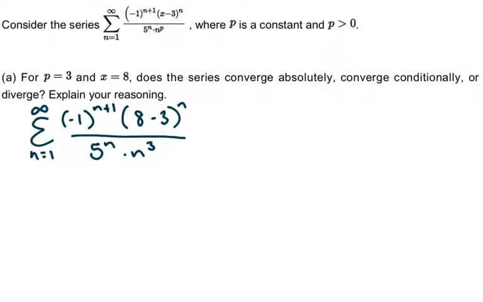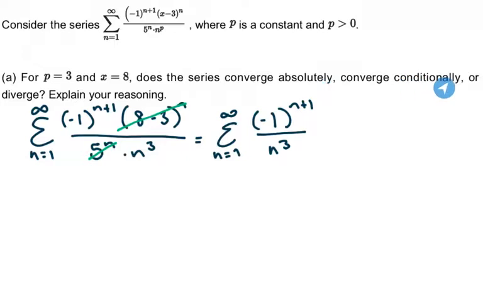So the nice thing that we hopefully notice here is that we have an 8 minus 3 to the n and a 5 to the n, which are going to cancel out, giving us a simple alternating series. As I hope you remember, when it asks about converging absolutely, conditionally, or diverging, the first thing we want to sort of see is if it converges at all.